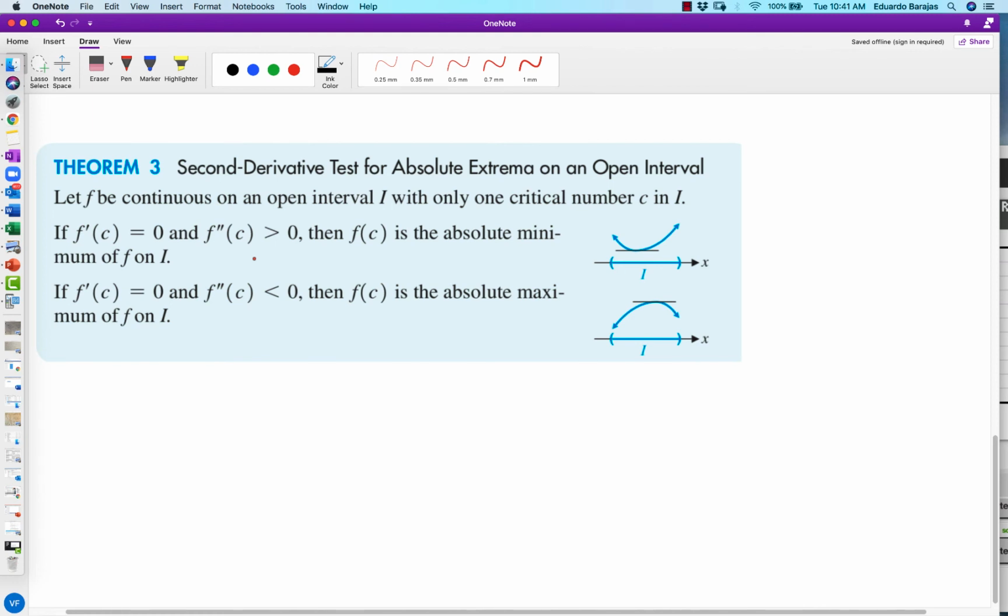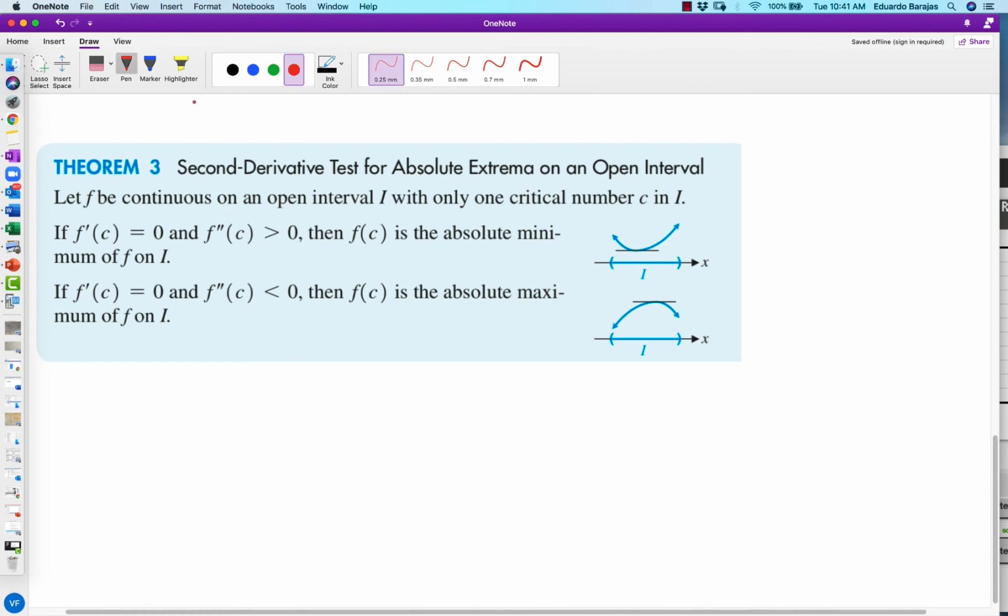So let f be continuous on an interval I with only one critical number c in I. So if f prime of c equals zero and the second derivative value at c is strictly greater than zero, then f of c is the absolute minimum on the interval I. So nothing new here. I'm just being repetitive. We're doing the exact same thing.